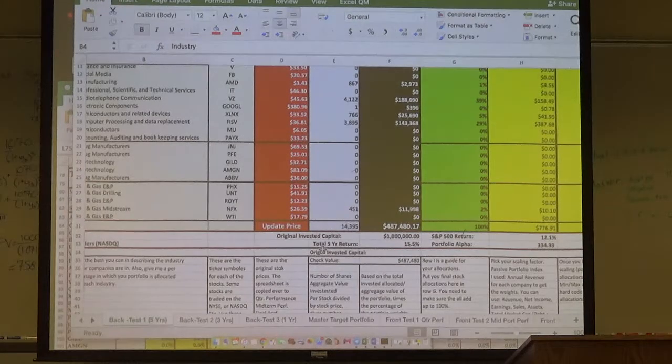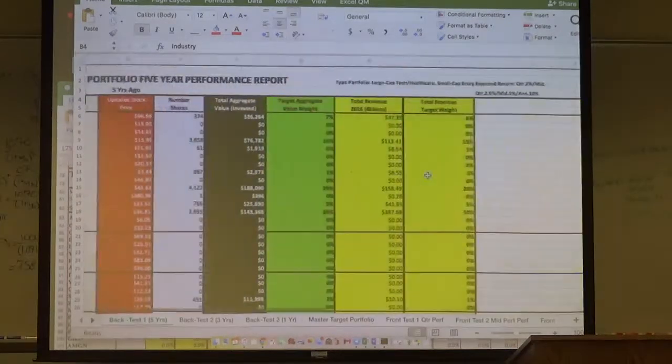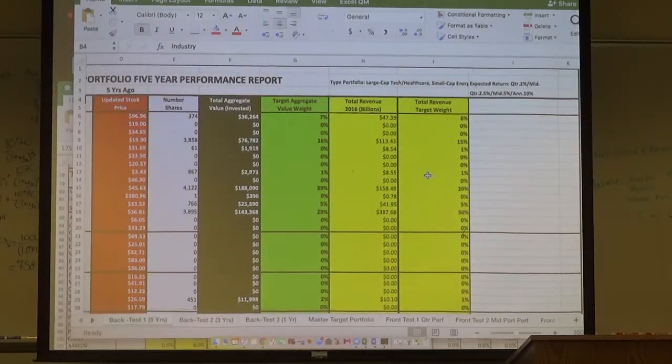What was the composition of your portfolio? Is it tech? Large cap tech and healthcare with small cap energy. Large cap tech, tech and healthcare. Okay, with small cap energy.